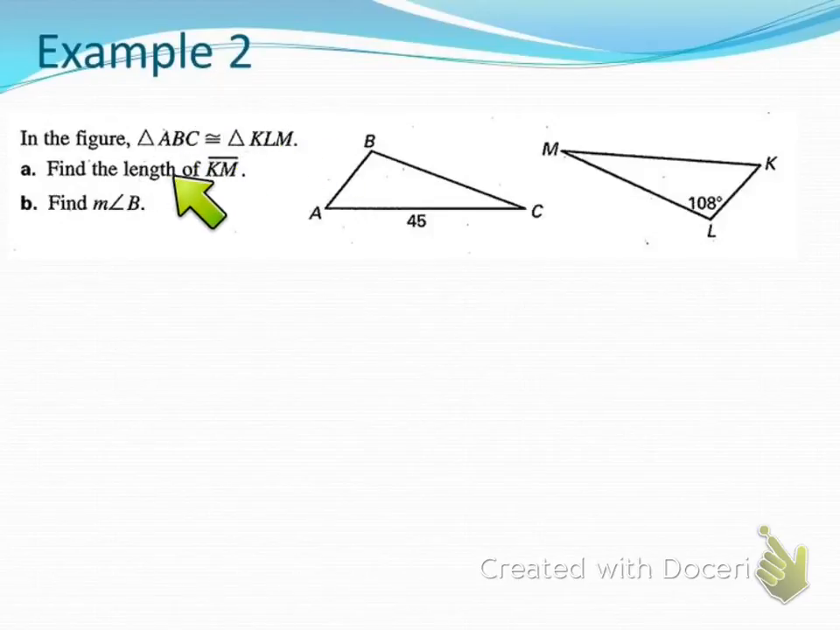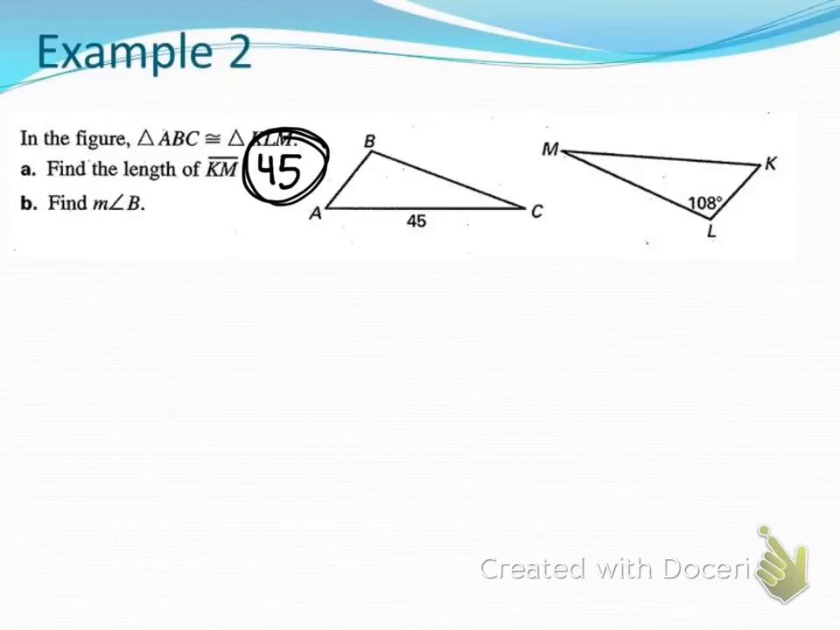So if I'm looking for the length of KM, you see how K is the first letter and M is the last letter? So it should match up with segment AC, first letter and last letter in the other triangle. So what is the length of AC? KM, what's the length? 45. So the answer is just 45.